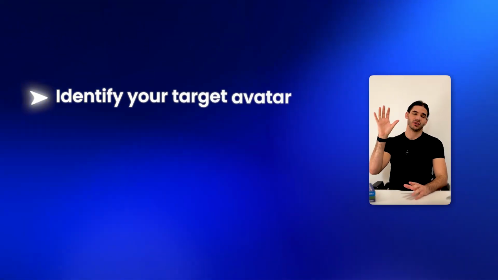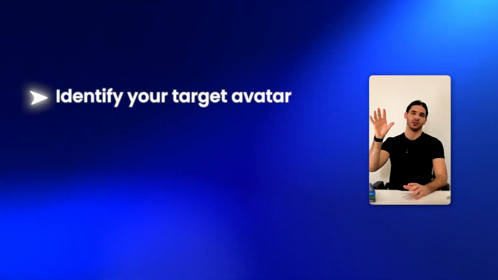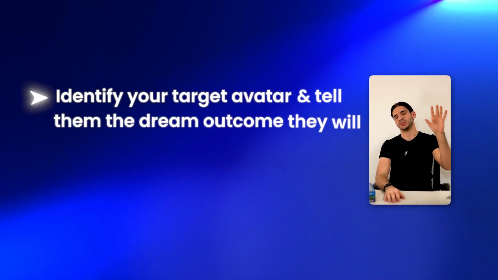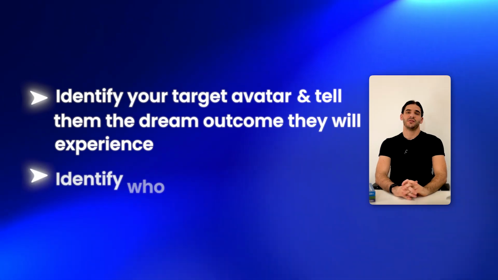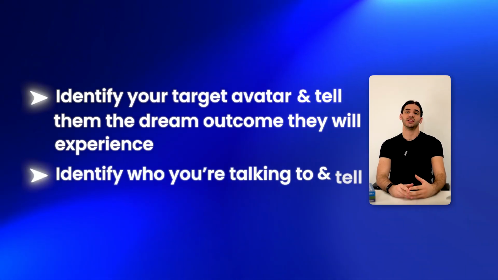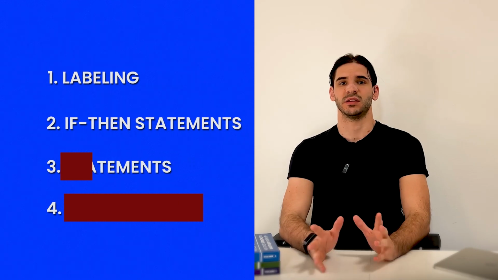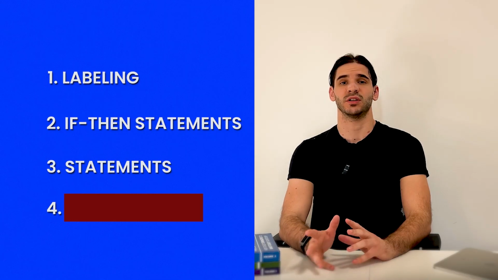Here's how to make if-then statements. Identify your target avatar, which is during the first half of the statement, and then tell them the dream outcome that they will experience. Identify who you're talking to and tell them why it's worth it to keep listening. That's the whole concept here. My third favorite type of hook is just statements. A statement that your target avatar will find interesting enough to keep listening to.